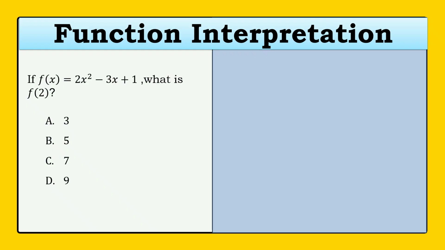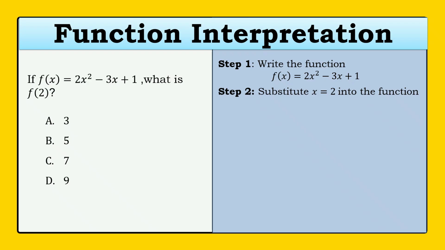Alright, let's find out. So step 1, write the function. So f of x is equal to 2x squared minus 3x plus 1. Step 2, substitute x is equal to 2 into the function. So replace every x with 2. So f of 2 is equal to 2 times 2 raised to the exponent of 2 minus 3 times 2 plus 1. Let's evaluate using the PEMDAS rule.